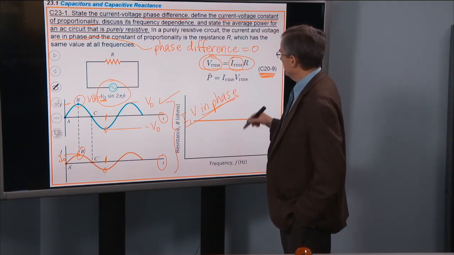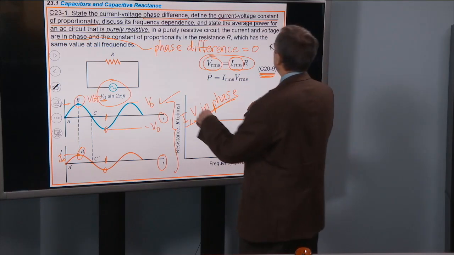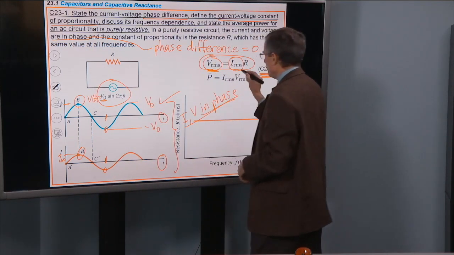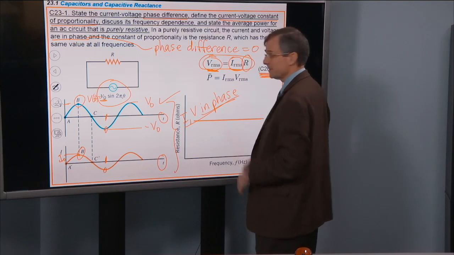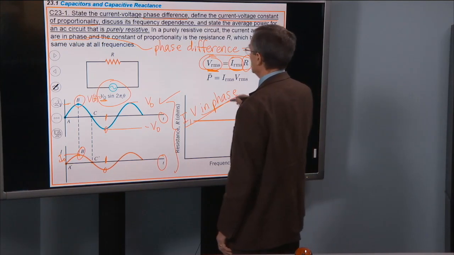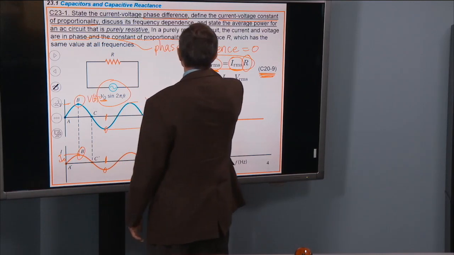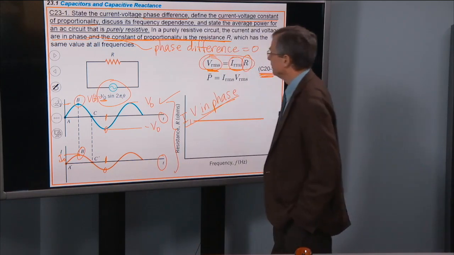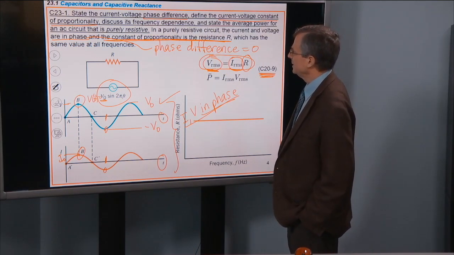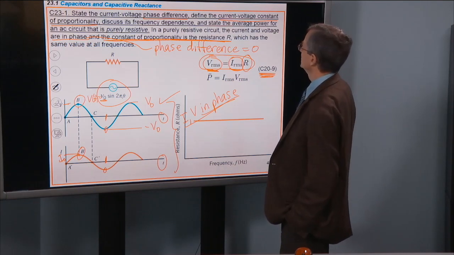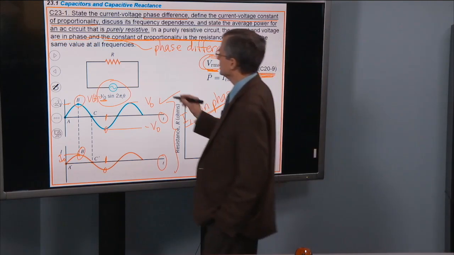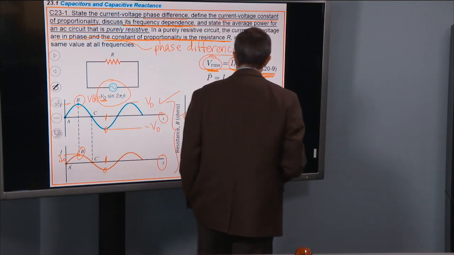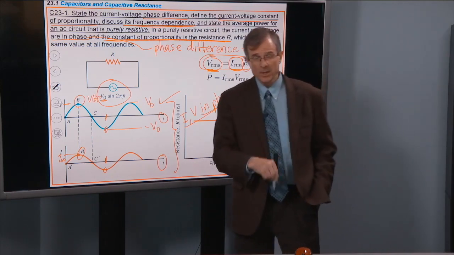So what is the constant of proportionality? Current voltage constant of proportionality. Well, what's a constant of proportionality between these two quantities? And you say, well, it's the resistance. And I say, yep, you're absolutely right. So the constant of proportionality is the resistance R. No big deal. Something we've done before. And then finally, discuss its frequency dependence. Now, this is important too. The frequency dependence of that constant of proportionality.